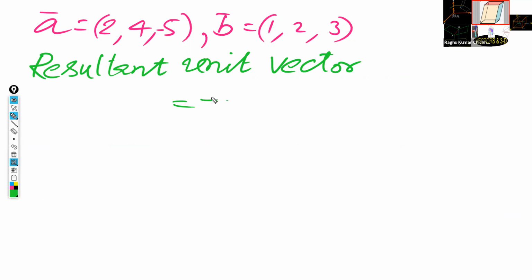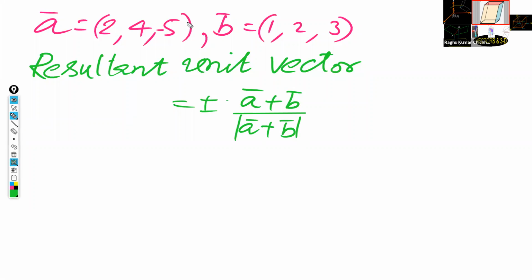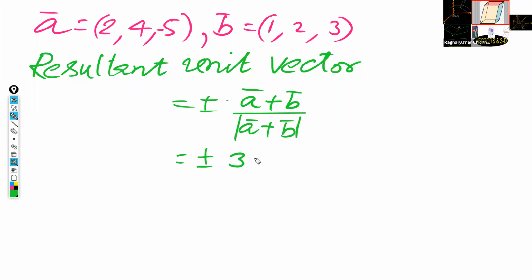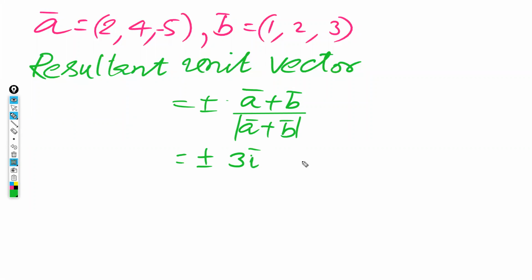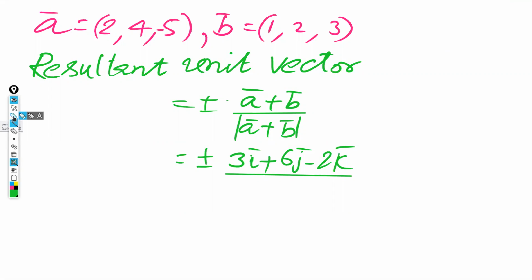is equal to plus or minus A bar plus B bar, whole divided by under root modulus of A bar plus B bar. Sorry, modulus. Correct now? Done, sir. My mistake. You can do that now. Come on, tell me the addition there. Add this: 2 plus 3, 3 plus 6... minus 2, correct. Divided by under root 3 square plus 6 square plus 2 square.